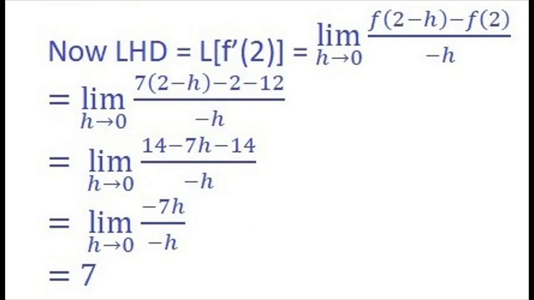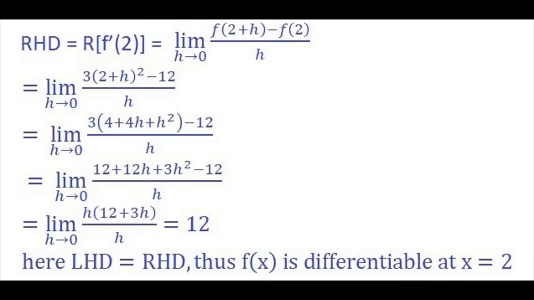Now let's find left hand derivative. L f dash of 2, limit h tends to 0, f of 2 minus h minus f of 2 by minus h. Here f of 2 minus h has to be substituted in that 7x minus 2 thing. So 7 times of 2 minus h minus 2 minus 12. We already knew f of 2 is 12. Whole thing divided by minus h. On simplifying the numerator, we end up getting 14 and minus 14 got cancelled. So minus 7h by minus h, that will be 7. So LHT is 7.